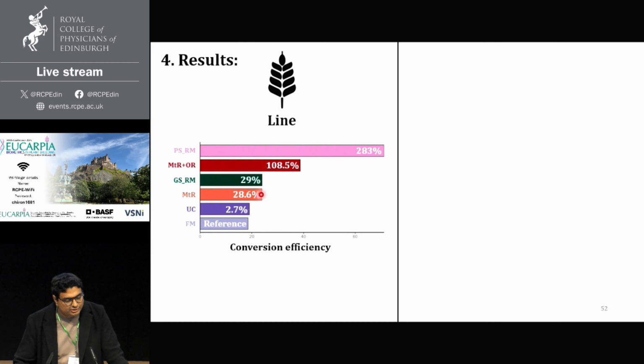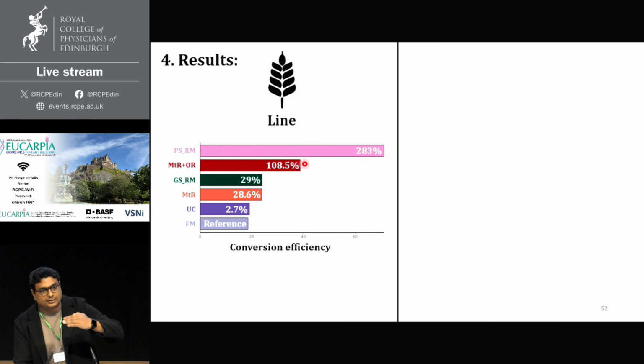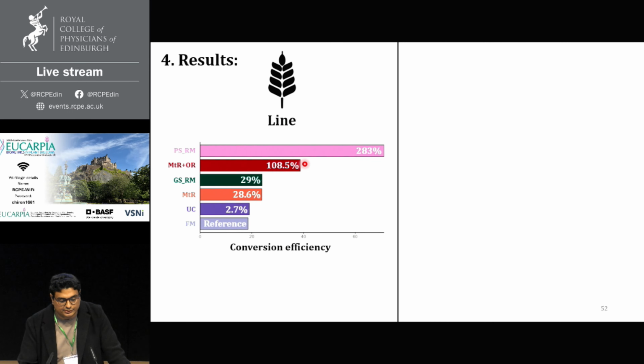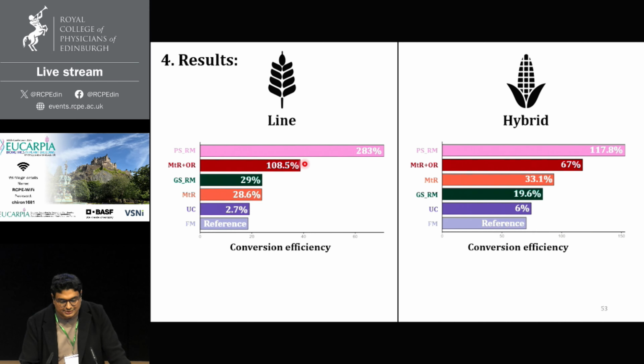And you can see that optimal genomic mating provides comparable solutions with random mating genomic selection. And finally, the integrated strategy of optimal recycling and genomic mating achieves conversion efficiencies that are getting closer to the phenotypic selection program with random mating. And that was consistent in the other program as well.